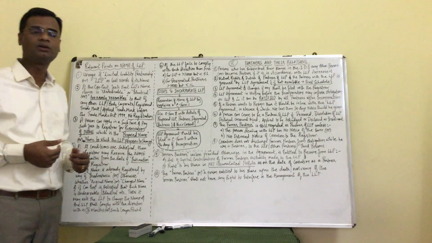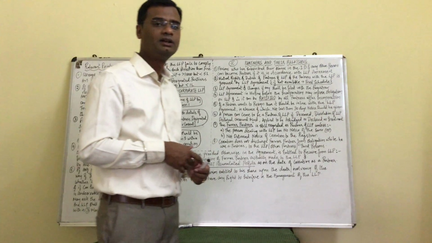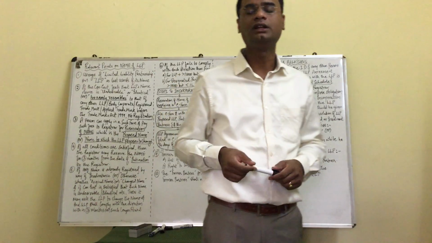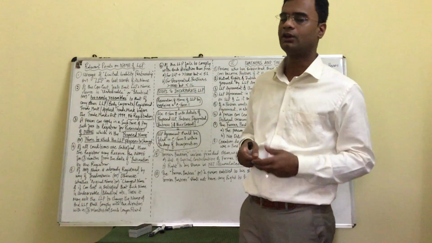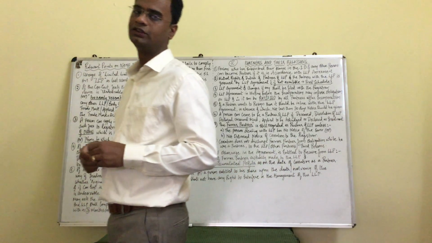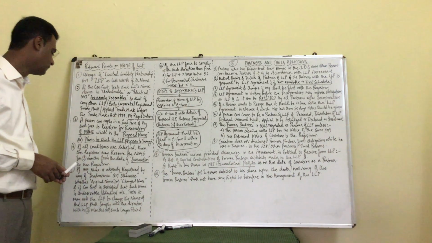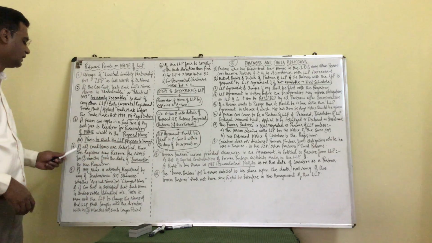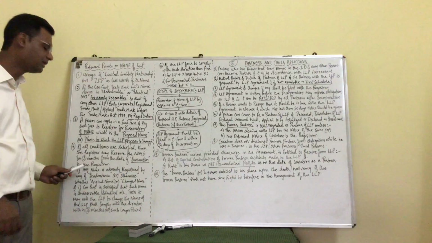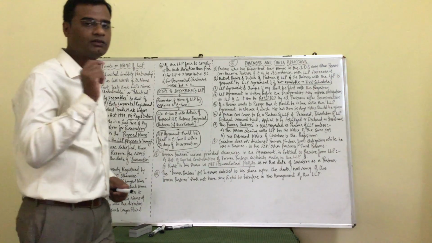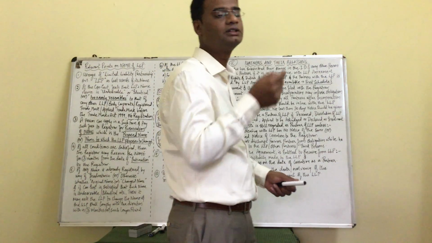After 3 months, if you want to use the name again, you have to again apply with the same procedure. In the meantime, if somebody else has used the name, then you cannot use the name. That's the meaning of this 3 months point. So if all conditions are satisfied, then the registrar may reserve the name for 3 months from the date of intimation by the registrar. It is not from the date of intimation by you to the registrar.